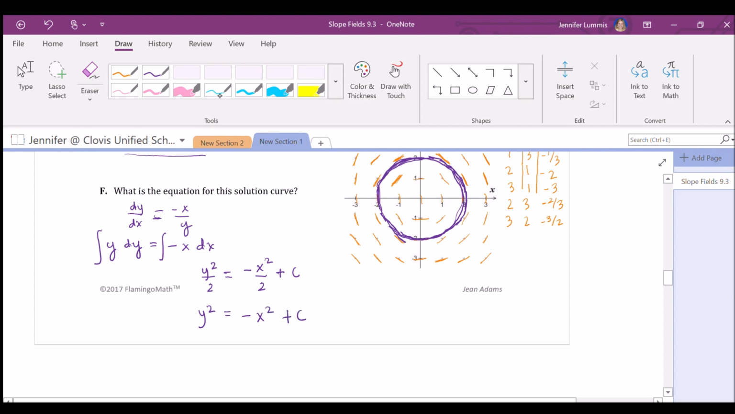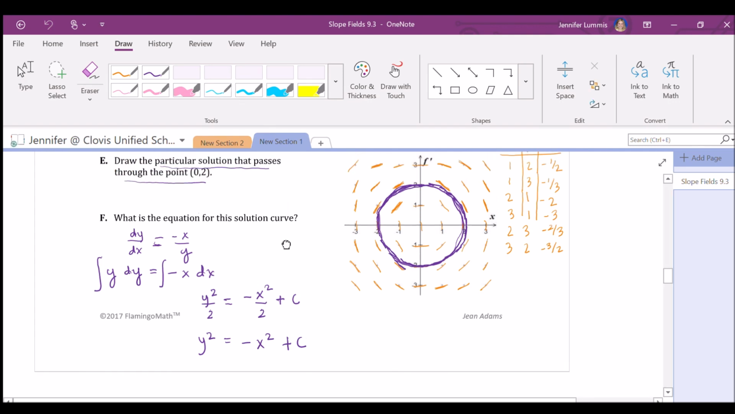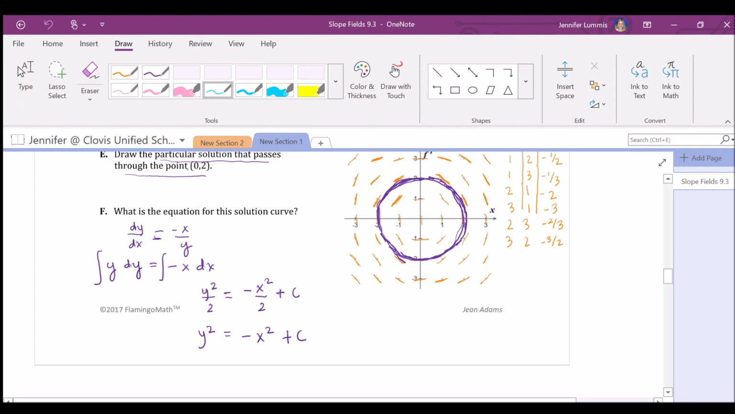And at this point, you can use the initial condition to solve for c, which is the point 0, 2. So we're going to go back and use 0, 2 here. So when we do this, we have now 2 squared is equal to 0 squared plus c. So c is 4. And we can go back over here. Y squared equals negative x squared plus 4.